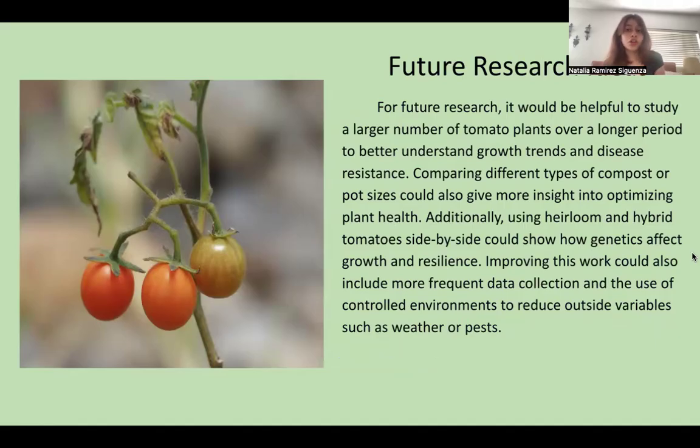Now, for future research ideas, one thing that would be helpful is to study a larger number of tomato plants over a longer period to better understand growth trends and disease resistance. Although I only really had one plant for each group, it would have been better if I had multiple, been able to compare more overall, and given the tomatoes more time to grow, because even after the results, still a lot came in. Now the tomatoes have changed a lot compared to before.